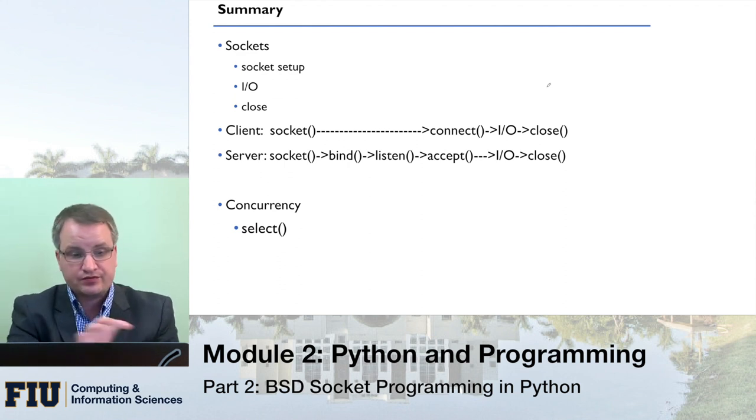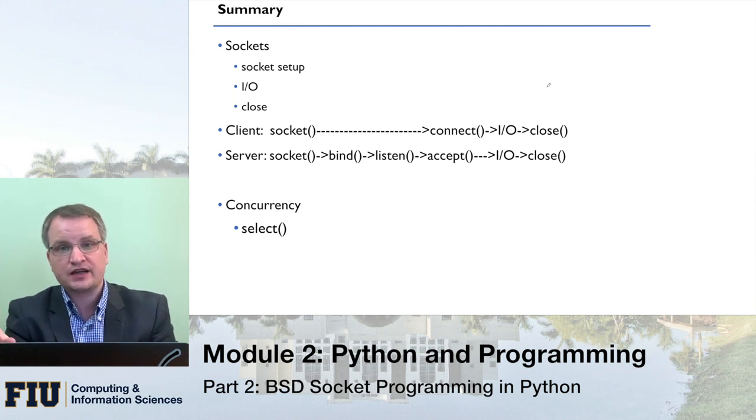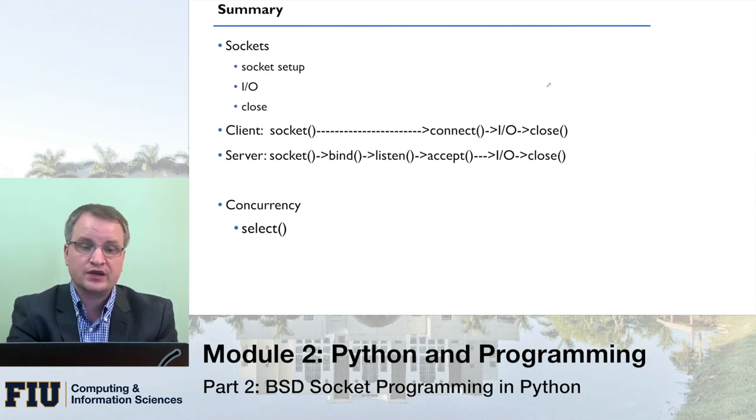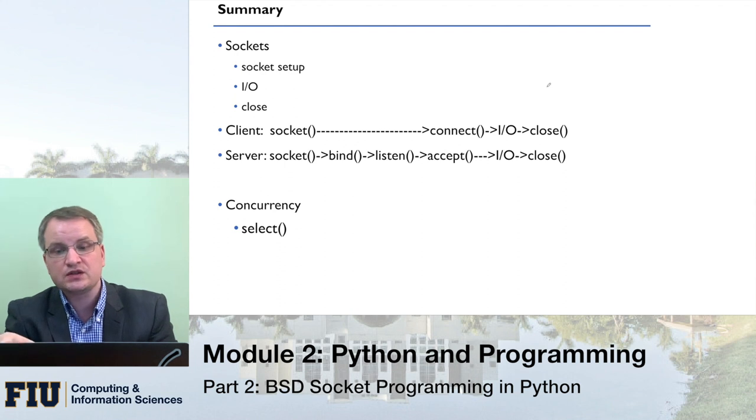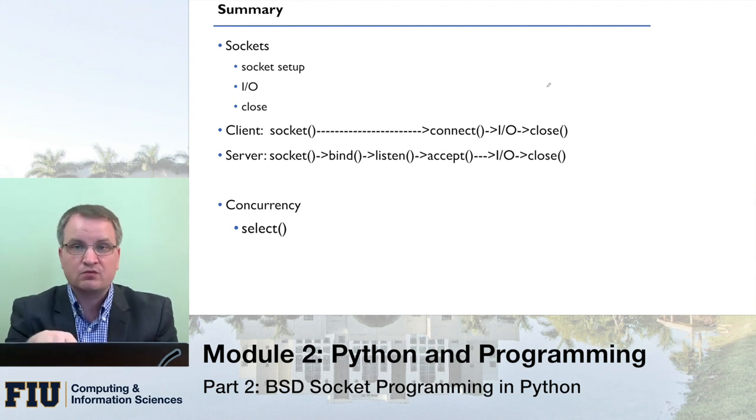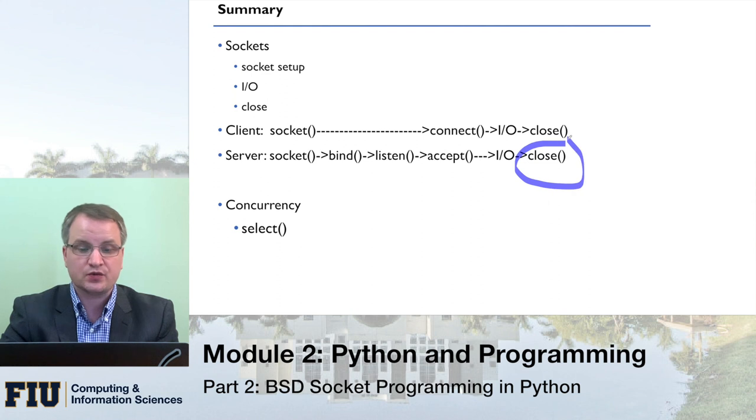For the client, there's just socket creation, connect, read, write, whatever, and closing the socket. For the server, you create the socket, you bind, you potentially set some additional options, you listen, you accept, or do multiple accepts, then read, write, and close the client socket and close the server socket. So there are multiple closes at this point.